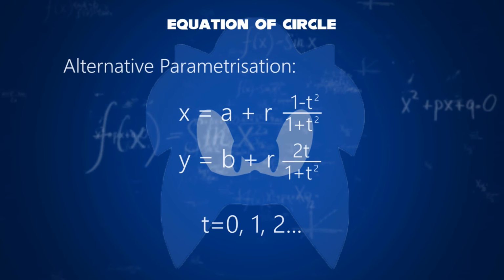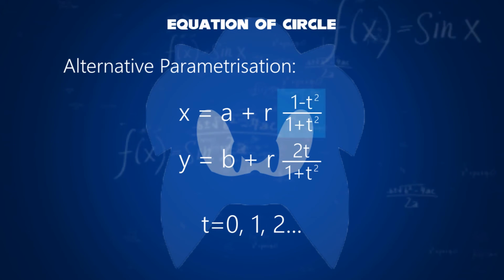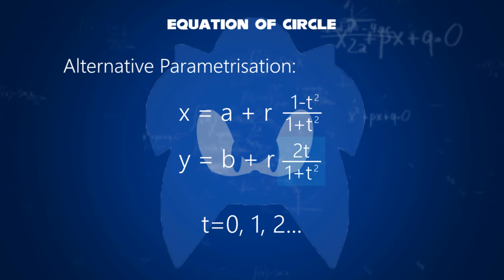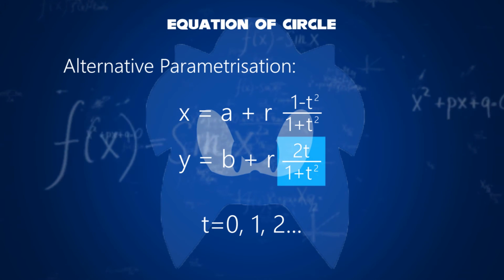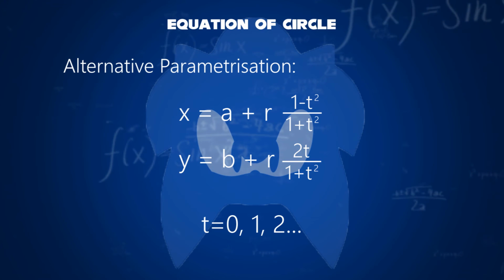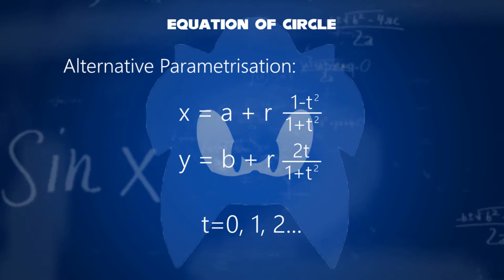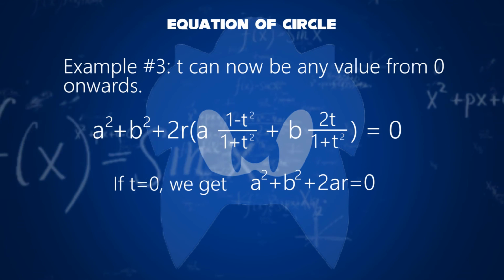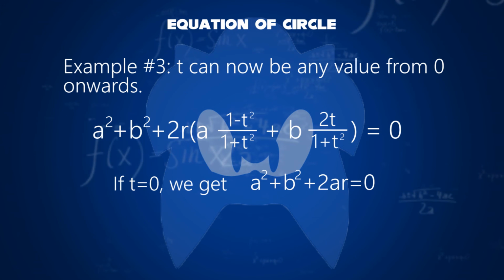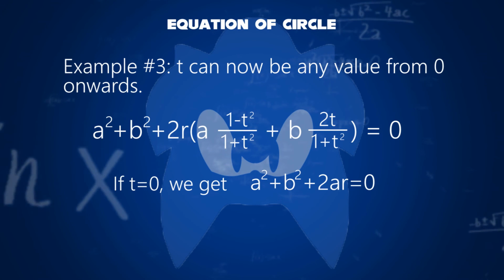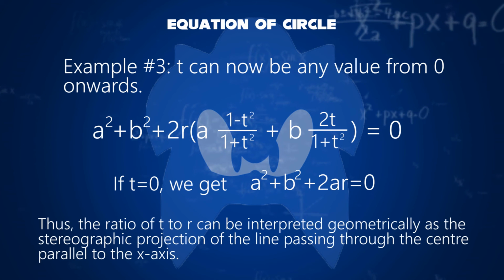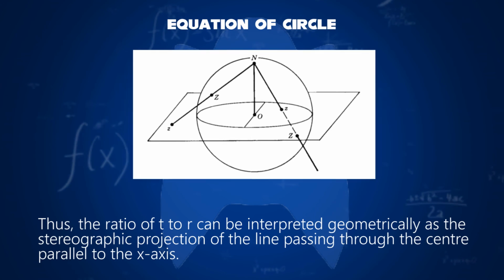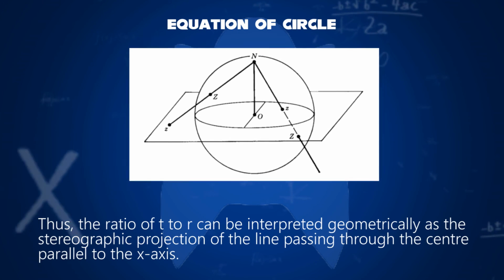For one thing about alternative parametrization, we can substitute cosine t as 1 minus t squared over 1 plus t squared, and sine t as 2t over 1 plus t squared, where t can be either 0, or 1, or 2, or 3 and so on. For example, if t equals 0, then a squared plus b squared plus 2ar equal to 0, like the same ones with 2rb. Thus, the ratio of t to r can be interpreted geometrically as the stereographic projection of the line passing through the center parallel to the x-axis.